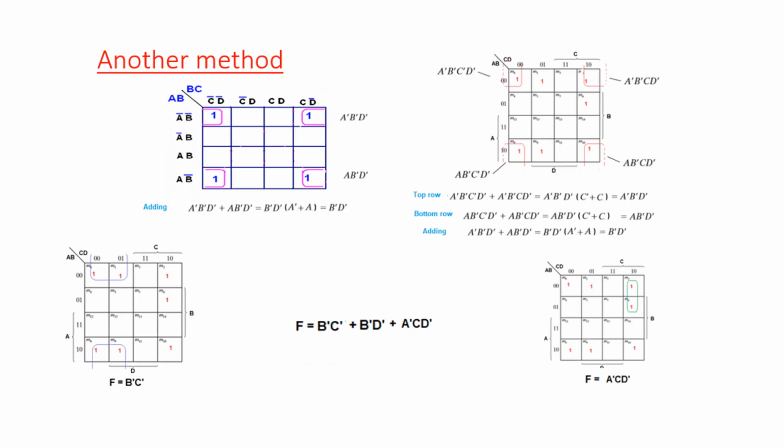And the last slide is just a duplicate of the techniques that we already discussed, which are applicable in this case, so you can go through this. I hope this gives you an understanding of how to solve the four variable K map. Thank you.